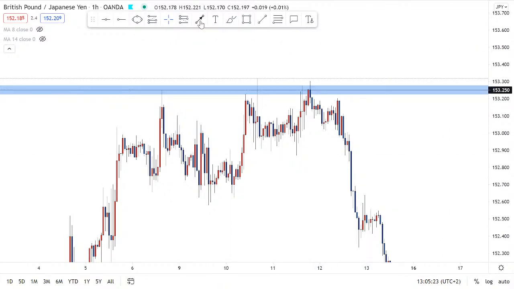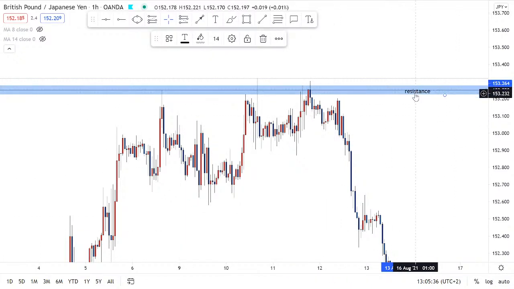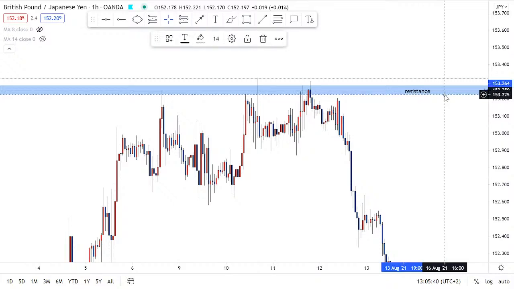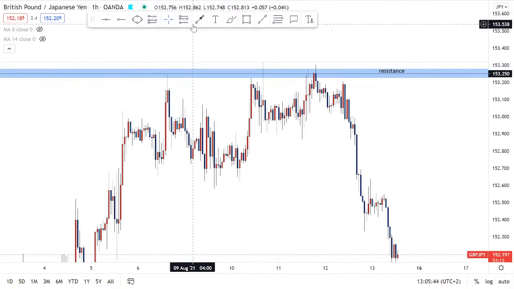So we have our first resistance. I'm just gonna write it down so you guys can see what's going on. This is my resistance. I'm just gonna put it here. And now going down, I'm gonna identify a couple of levels.